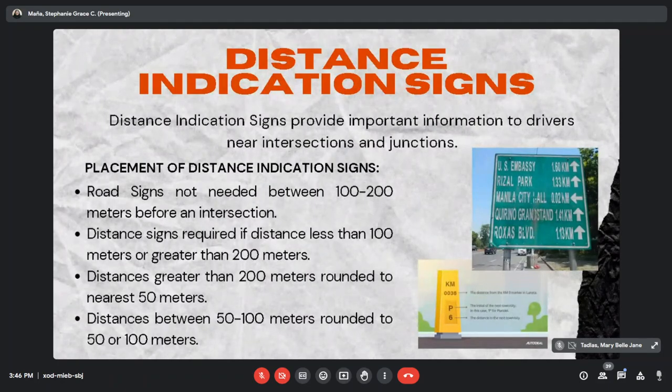So distance indication sign roads. Signs located between 100 meters and 200 meters before an intersection do not have distance signs. Where the distance is shorter than 100 meters or greater than 200 meters, it should be indicated on the distance signs. The distance is rounded to the nearest 50 meters if it is greater than 200 meters. And between 50 and 100 meters, it is rounded to 50 or 100 meters.